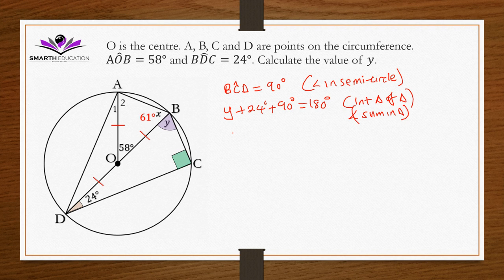So now y becomes 180 degrees minus 90 degrees minus 24 degrees. And then what do you get? We must get 66. So it means we got it right. Okay, 66 degrees, not 60. So this angle here is 66 degrees. Done. We've managed to answer all the questions.